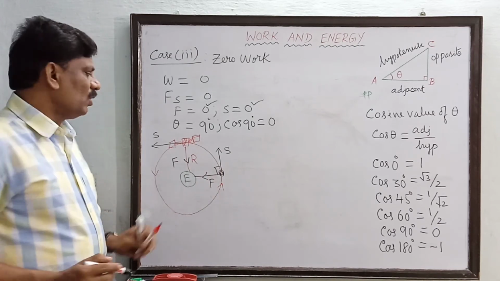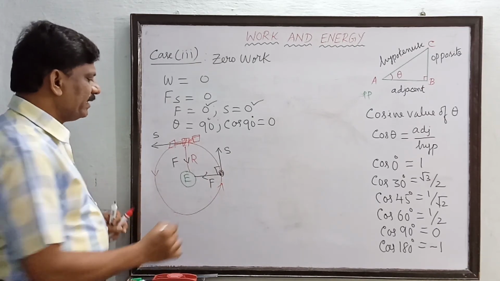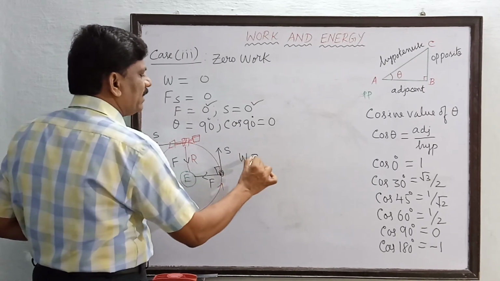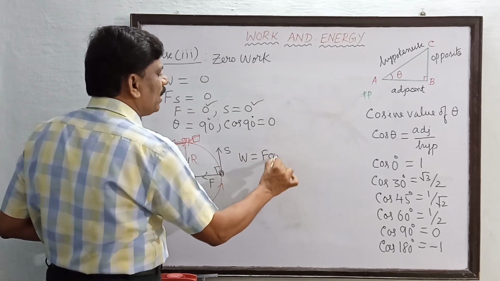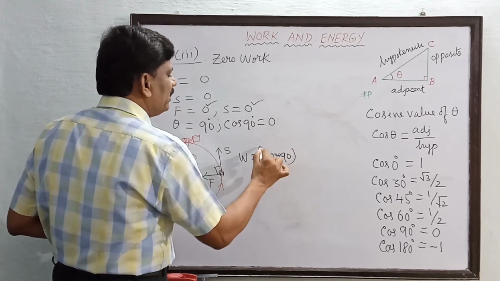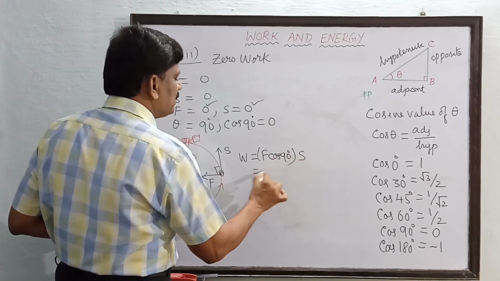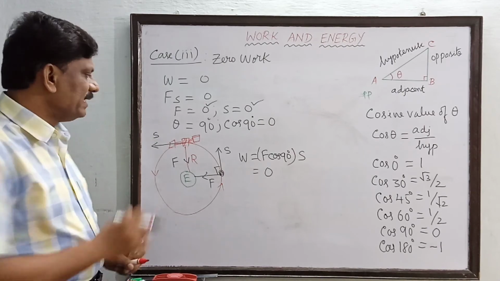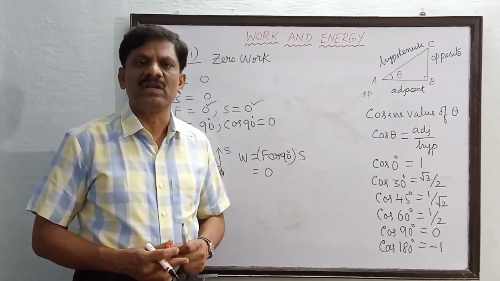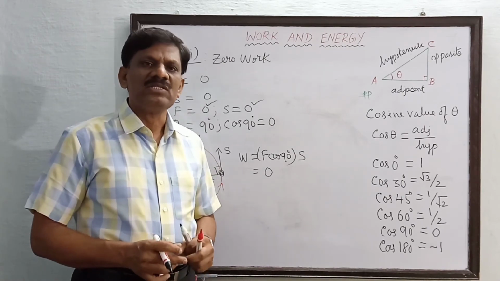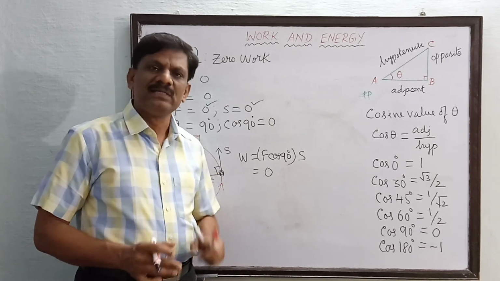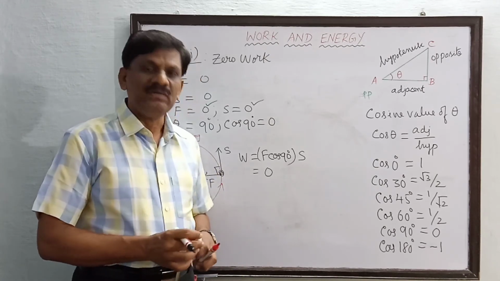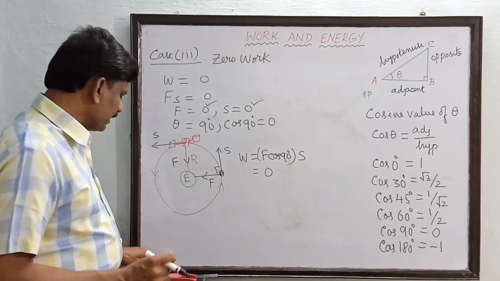So what is the work done here? In this case, work done is equal to F into cos of 90 into S. So this is equal to 0. So the work done by the centripetal force in uniform circular motion is equal to 0. Okay, students? So now we have discussed the three types of work done.